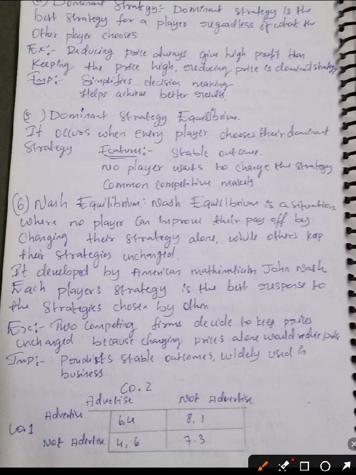Am I clear? Dominant strategy equilibrium occurs when every player chooses their dominant strategy. Features: stable outcome, no player wants to change the strategy, common in competitive markets.